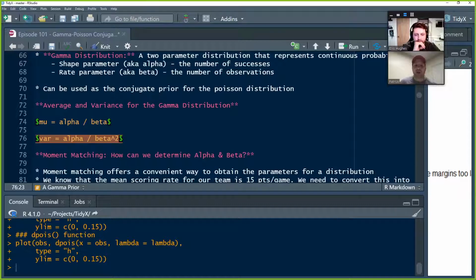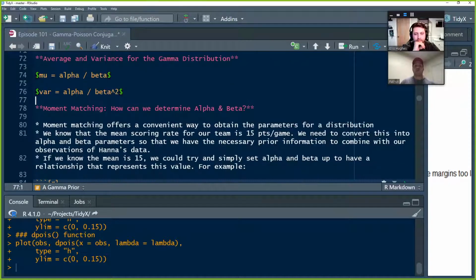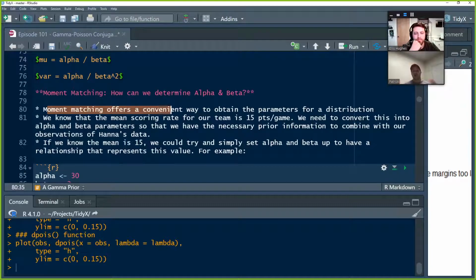So how are we going to find an alpha and beta that makes sense for our population average? We're going to use what's called moment matching. Last week, we didn't do this, but we referred back to episode 11 where we did do this. And if you go to episode 11, I wrote some functions that do moment matching for the binomial, for the beta distribution to find alpha and beta for the beta distribution, episode 11. This is how we're going to do it for the gamma distribution.